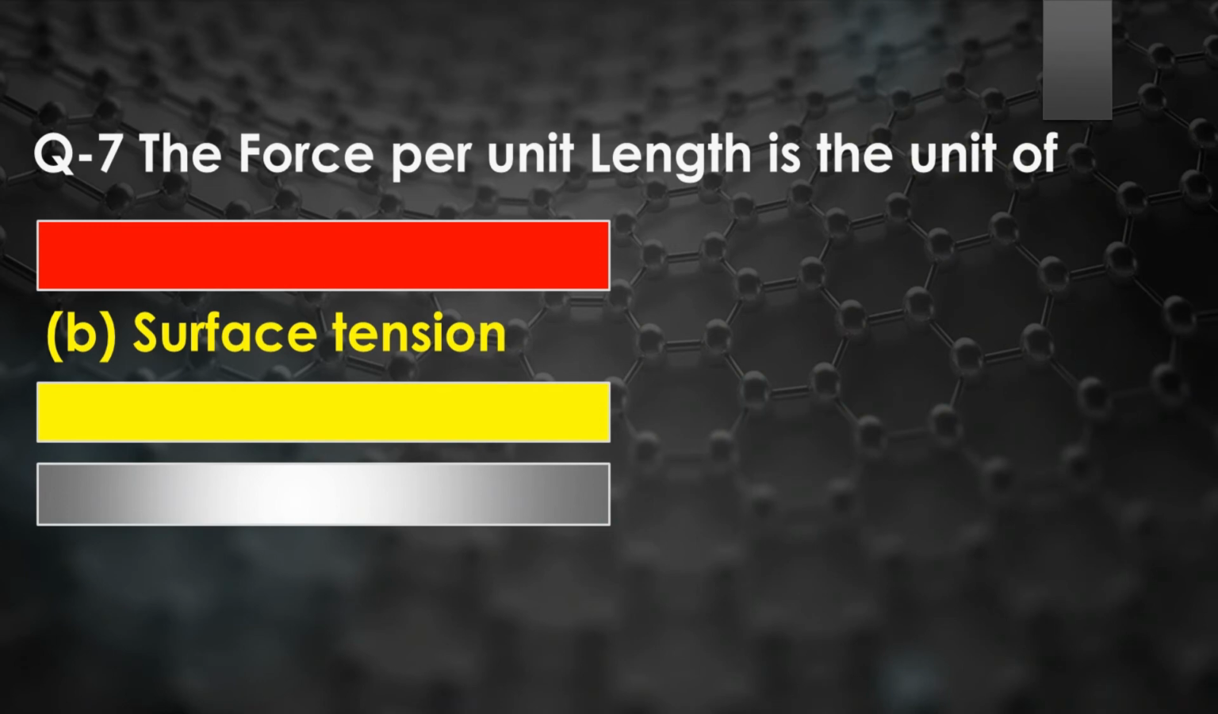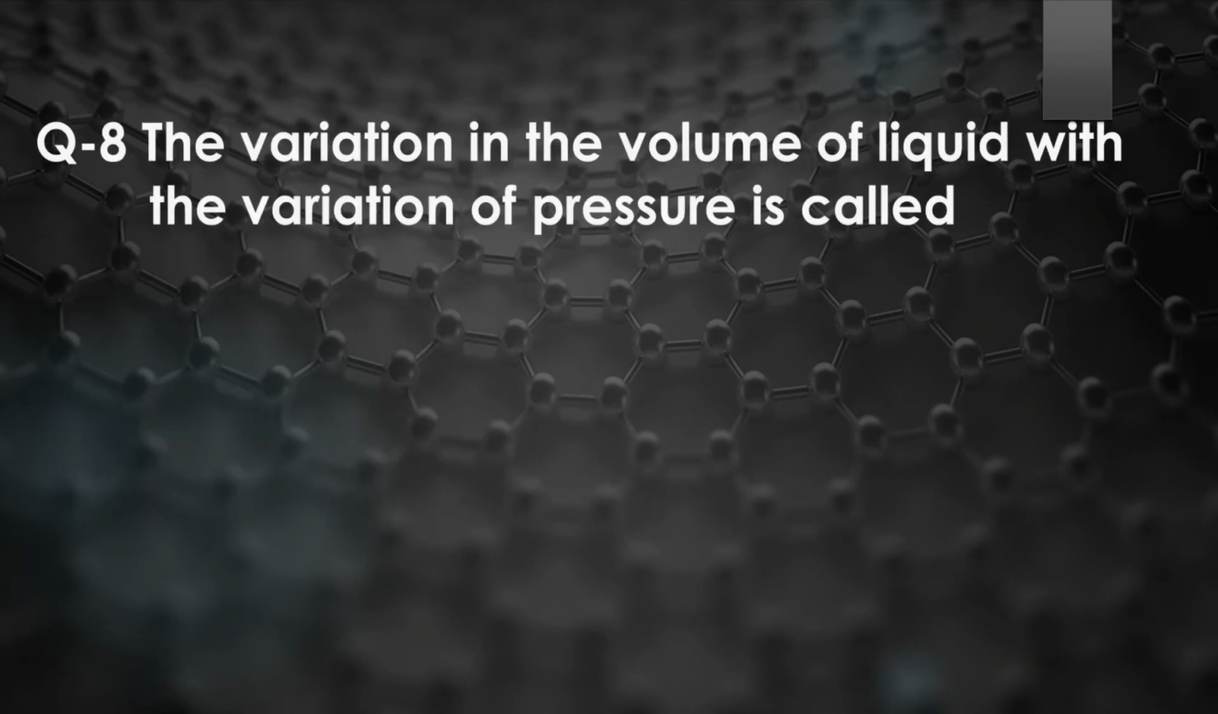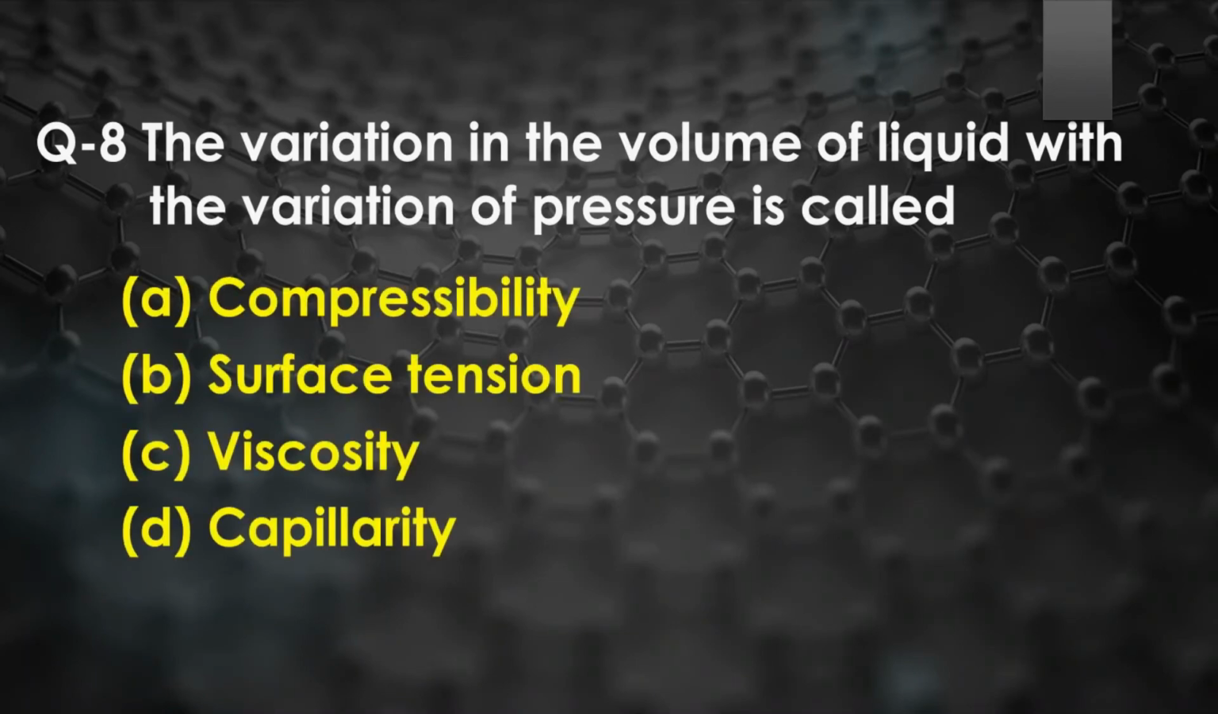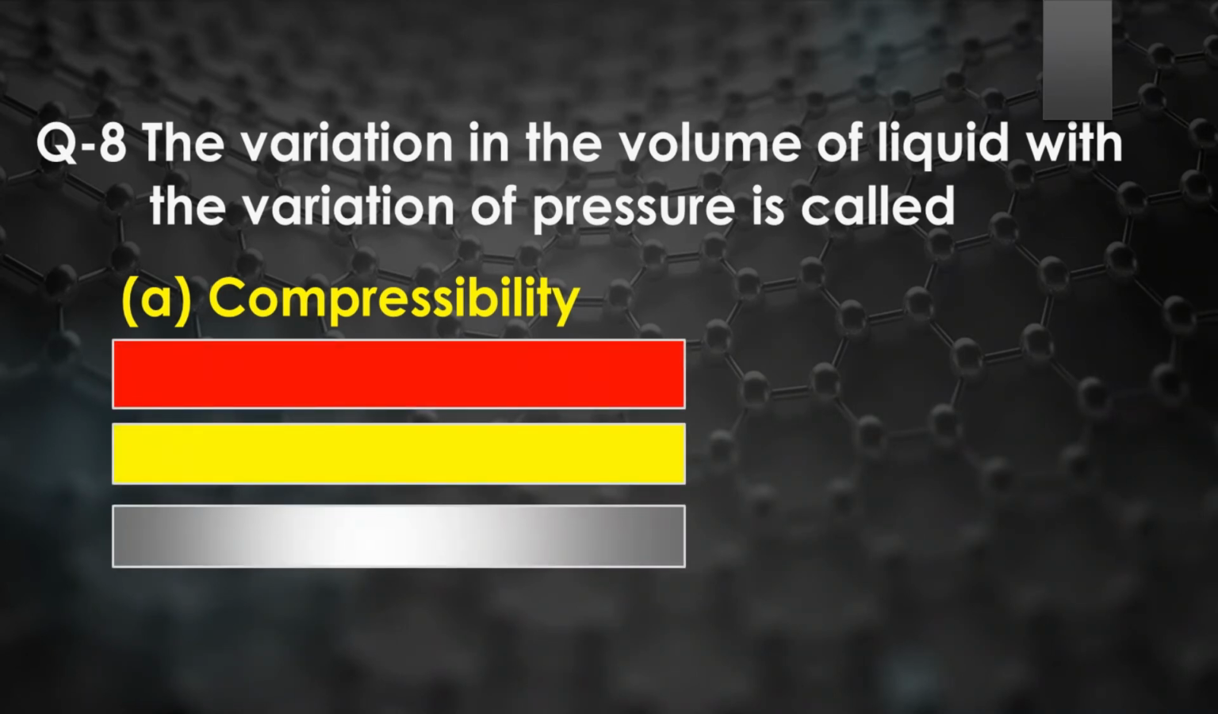Question number 8. The variation in the volume of liquid with the variation of pressure is called: option A, compressibility; option B, surface tension; option C, viscosity; option D, capillarity. So the right answer is compressibility. The variation in the volume of liquid with the variation of pressure is known as compressibility.